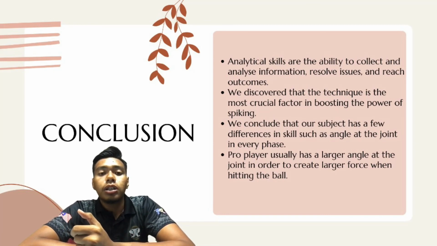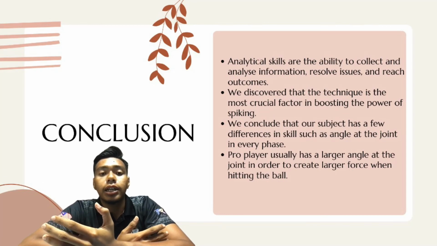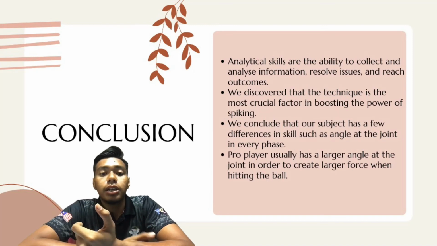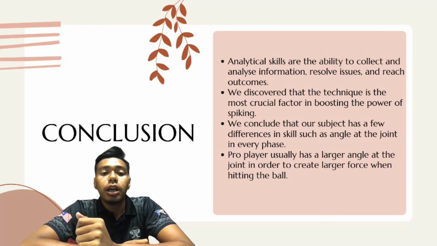And last one, in order to generate more force while hitting the ball, professional players typically have a greater angle at the joint. And by using skill analysis, we can identify our weaknesses in terms of muscle torque, range of motion, strength, acceleration, and driving force.